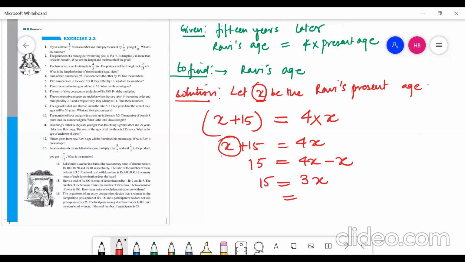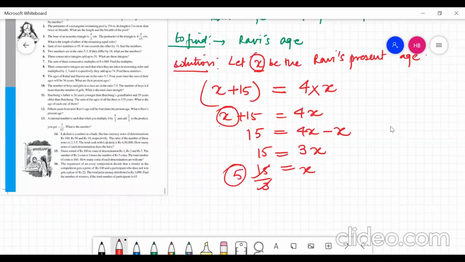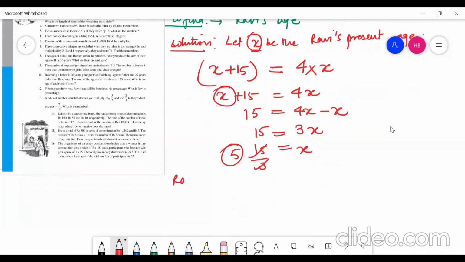I'll take 3 to the other side of the equation, so it will be in division. 3 fives are 15. So what I will get is that Ravi's present age is 5 years. So the answer is Ravi's present age is 5 years.